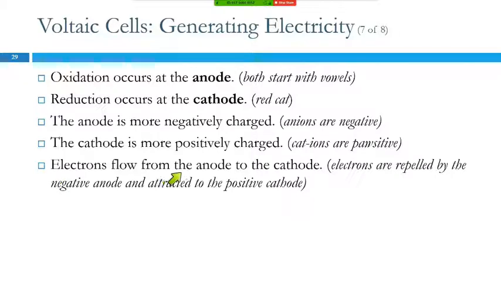So electrons are going to flow from the anode to the cathode. The anode is more negative. The electrons are negative. Negative electrons are repelled by this negative anode. They are attracted to the positive cathode. So the electricity always flows from the anode to the cathode.